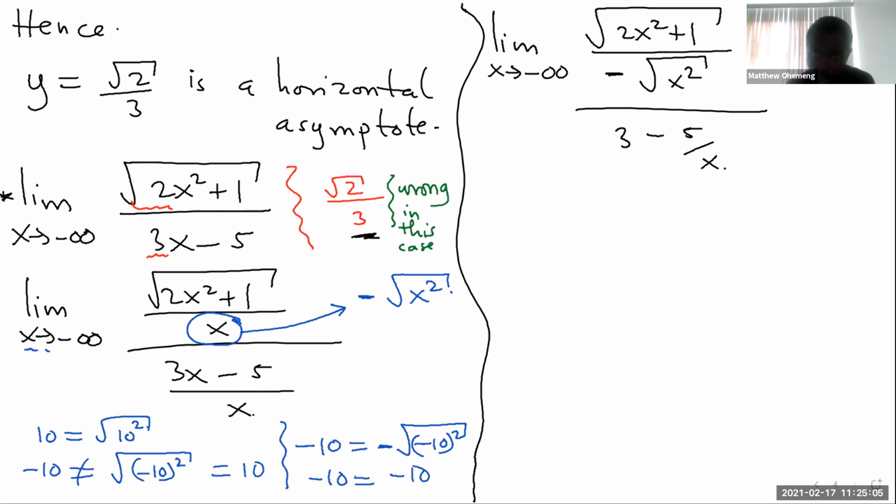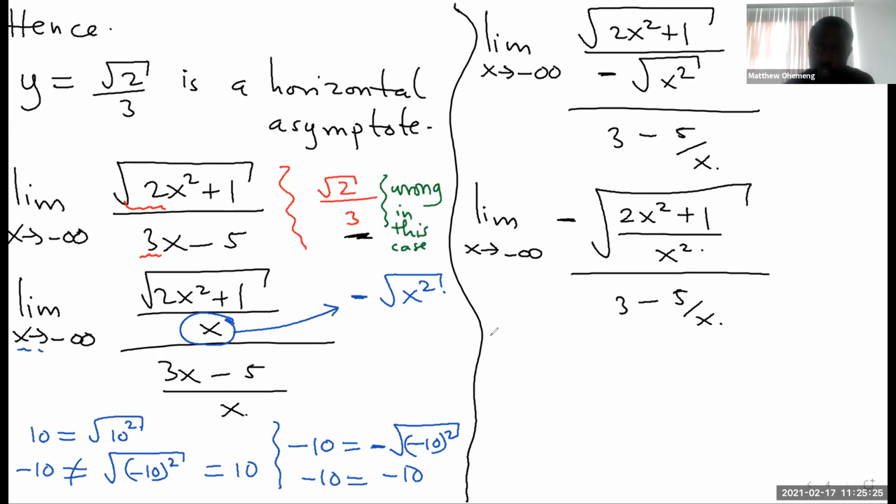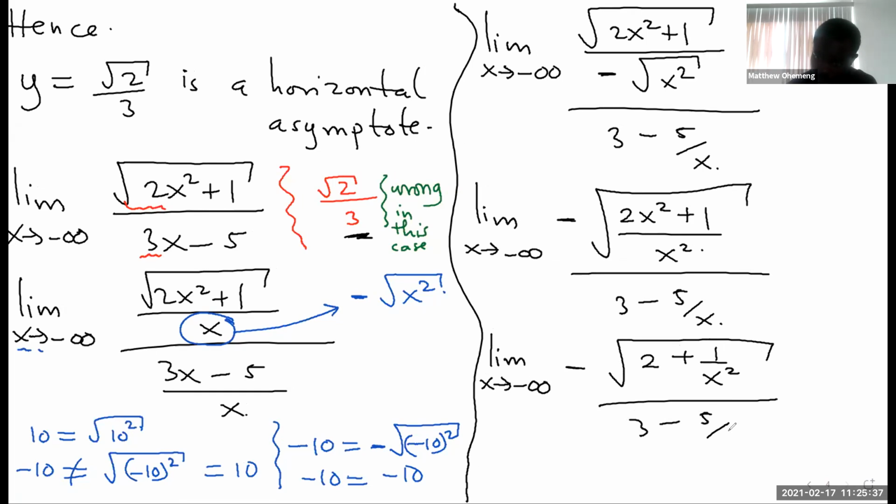And then moving on, you're going to have the limit as s approaches negative infinity. And then I have a negative, and we pretty much get something similar, right? So the s squared can go underneath this. So we have 2s squared plus 1 over s squared, and then all over 3 minus 5 over x, right? Still moving on, everything simplifies to the limit as s approaches negative infinity of negative square root of 2 plus 1 over x squared, over 3 minus 5 over x.